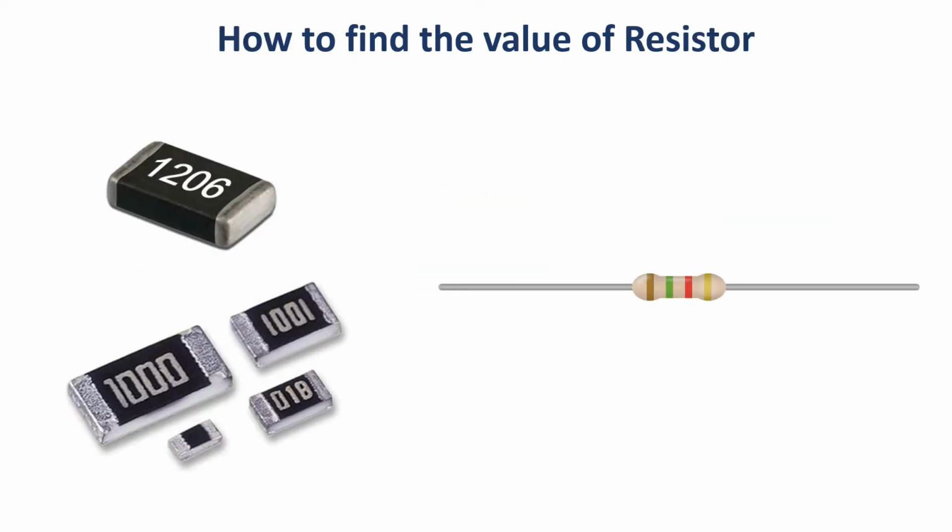So in the next video, we will find out how to decode the value of the resistor just by looking at the code which is written on the resistor, or just by looking at the color codes which are printed on the resistor. So that's it for this video. I hope in this video you understood the different types of resistors which are used commercially, as well as the different parameters which need to be considered while selecting a resistor for a particular application.